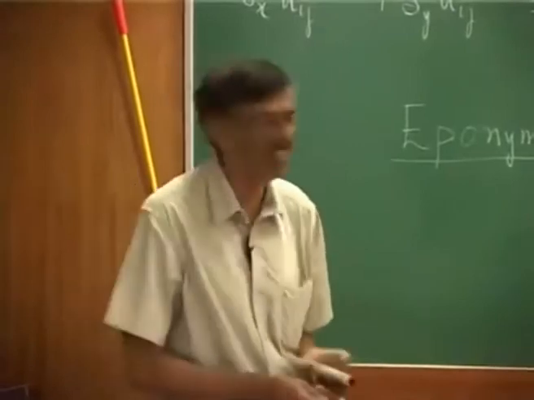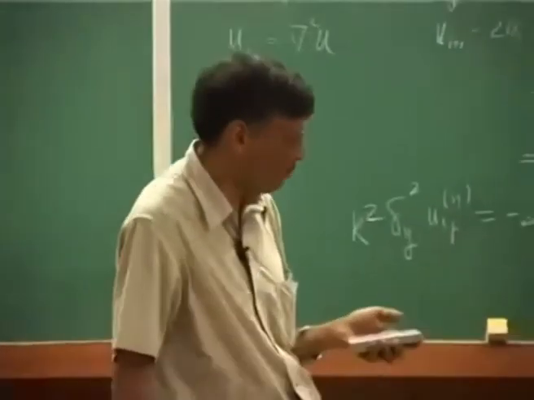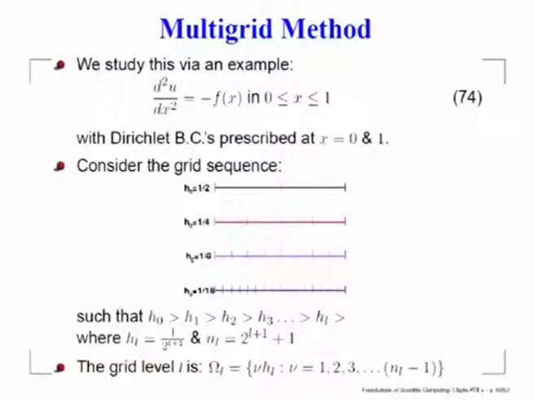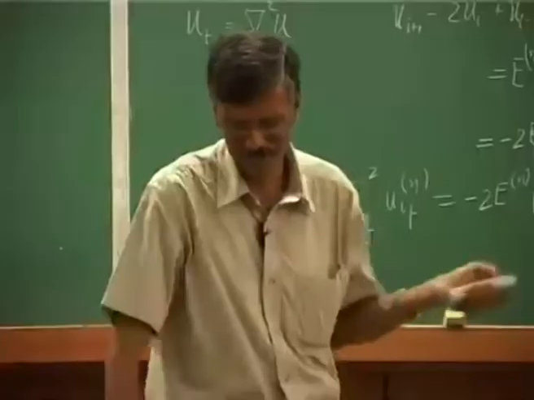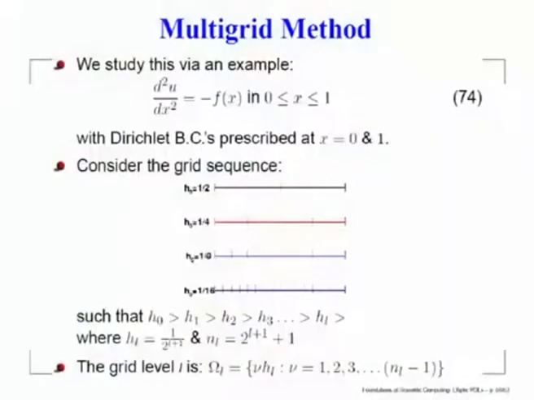In the multigrid method, the idea is the following. That's what we are trying to show you by an example. Let's say we are trying to solve a trivial problem. Of course, we can analytically solve it, but I'm just using it to demonstrate how it works. Suppose I have to solve this ODE, a non-dimensional problem, in a non-dimensional domain between 0 and 1, and let's say we have Dirichlet conditions provided at the ends of the domain.